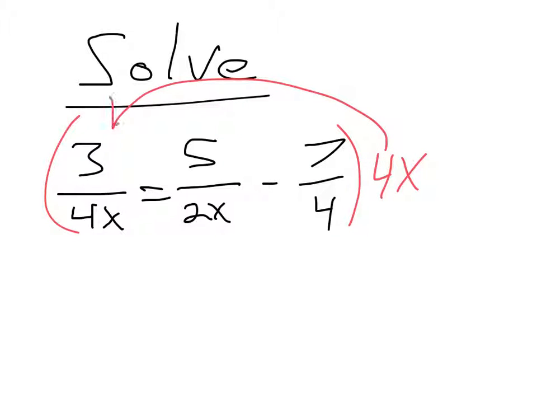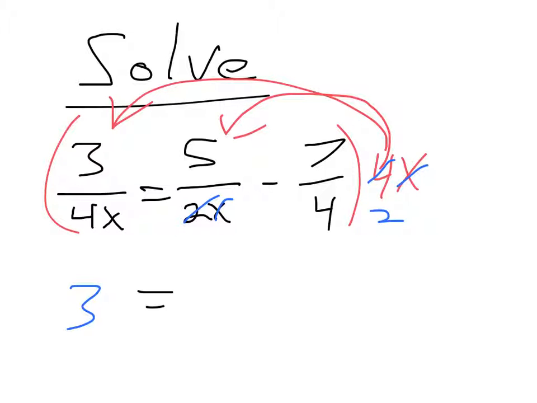So let's do this first. 4x times 3 over 4x. Those cross cancel, and we're going to be left with just a 3. And that all equals what happens when we take 4x times all this stuff. The 4x and the 2x will cross simplify. The x's will cancel, but the 2 and the 4 will still have a 2 up top.